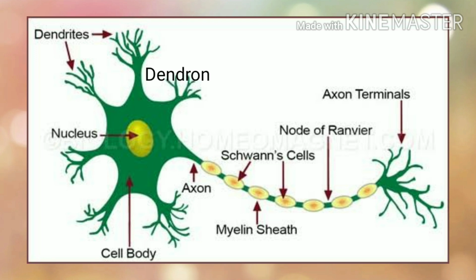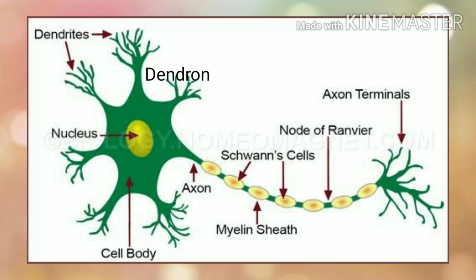That axon is covered by the myelin sheath. The outer covering of the axon is called the myelin sheath. The myelin sheath is made by some specialized cells, called Schwann cells.